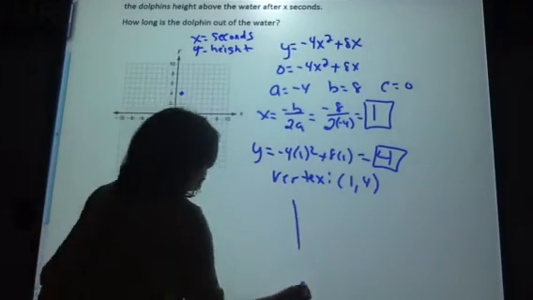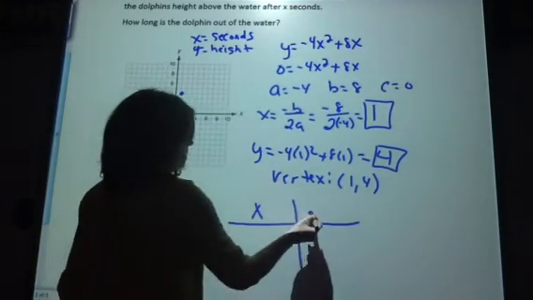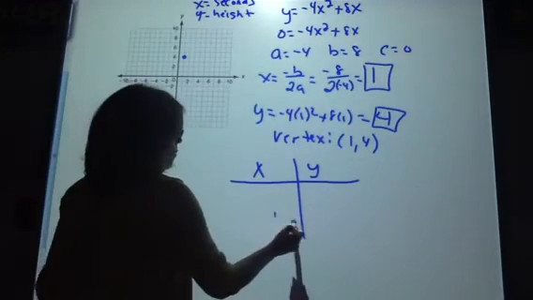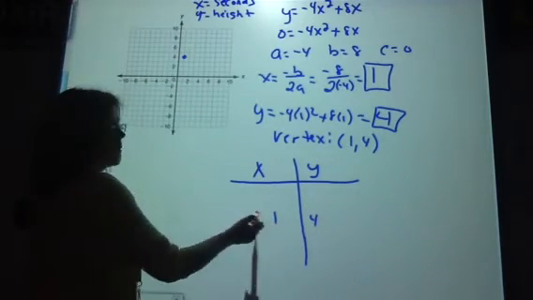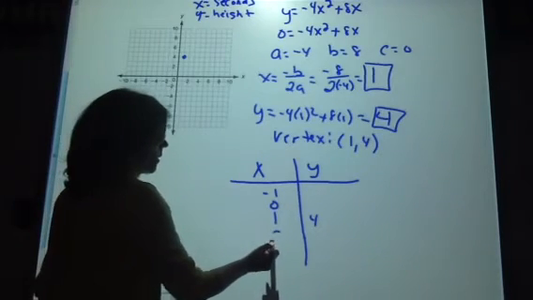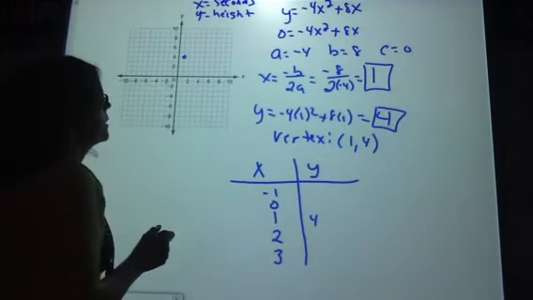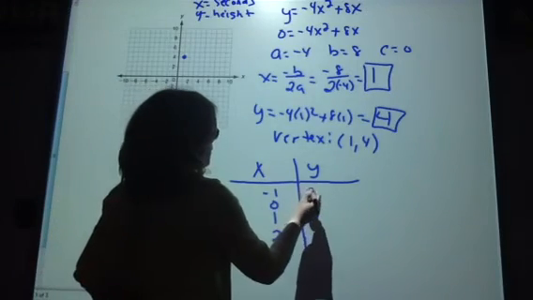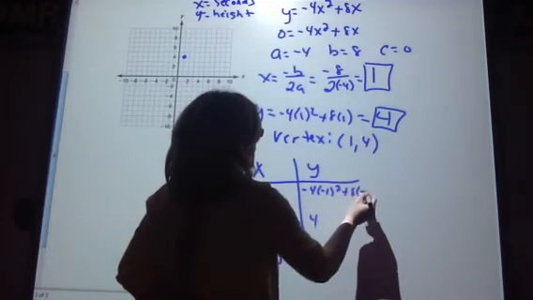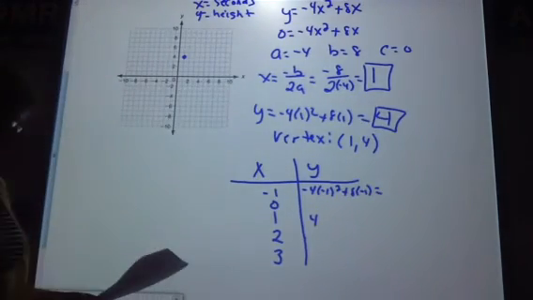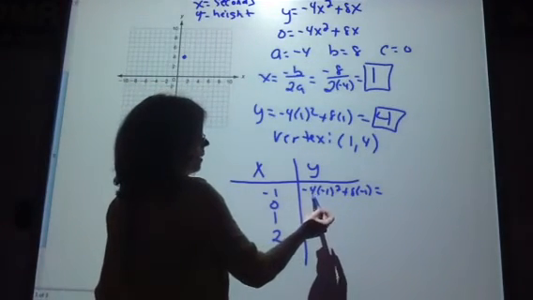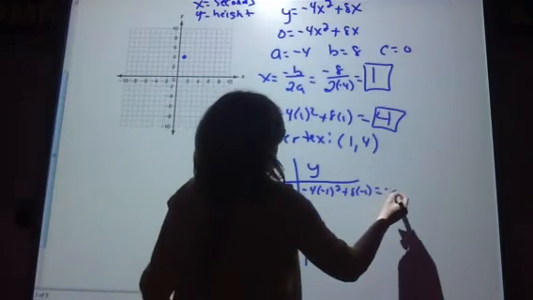All right, now we need some more points here. So our vertex is 1, 4. So to the left of 1 on a number line is 0, and then negative 1. To the right of 1 on the number line is 2 and 3. So let's substitute negative 1 into our equation. We have negative 4 times negative 1 squared plus 8 times negative 1. All right, so positive 1 times a negative 4 plus a negative 8, negative 12.